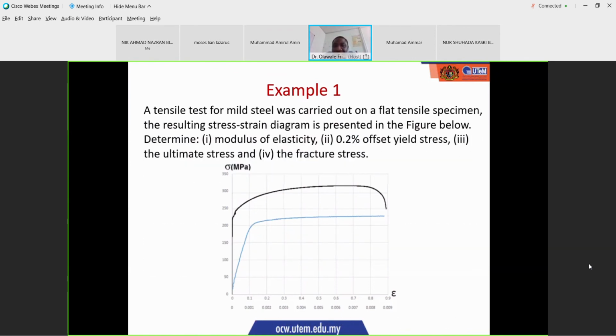You have a tensile test for a steel carried out on a flat specimen like this. And the resulting stress-strain diagram is presented in the figure below. Now they want you to determine the modulus of elasticity, the 0.2% offset yield stress, the ultimate stress, and the fracture stress. Now, before you begin, on this plot here, we have two graphs. There is one black, one blue. What is the difference between these two graphs?